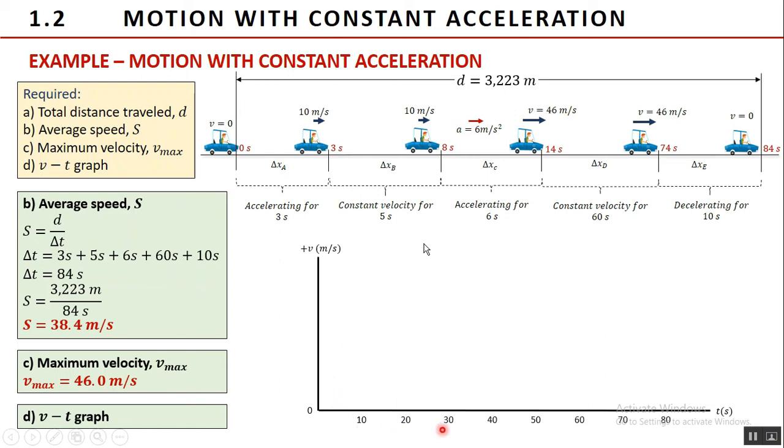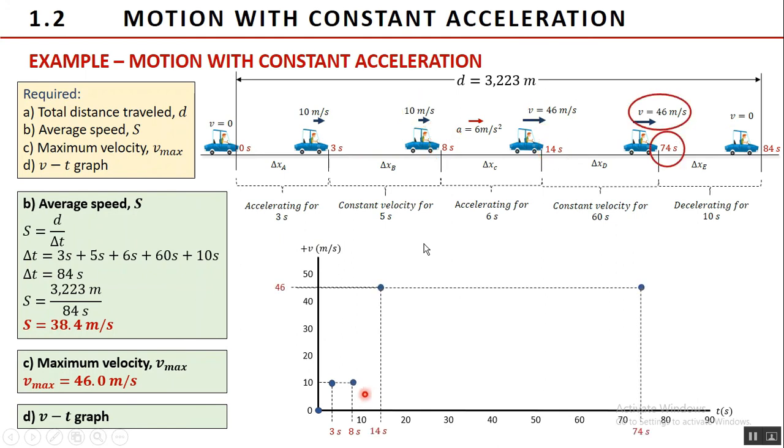I conveniently use 10-second increments for the timeline as well as for the velocity line. Now we plot the points, using the values of velocity and time. First point will be 0 and 0. Then 3 and 10. 8 and 10. 14 and 46. 74 and 46, and 84 and 0. Then we connect these points using straight lines. And this is how the velocity time graph for the car looks like.